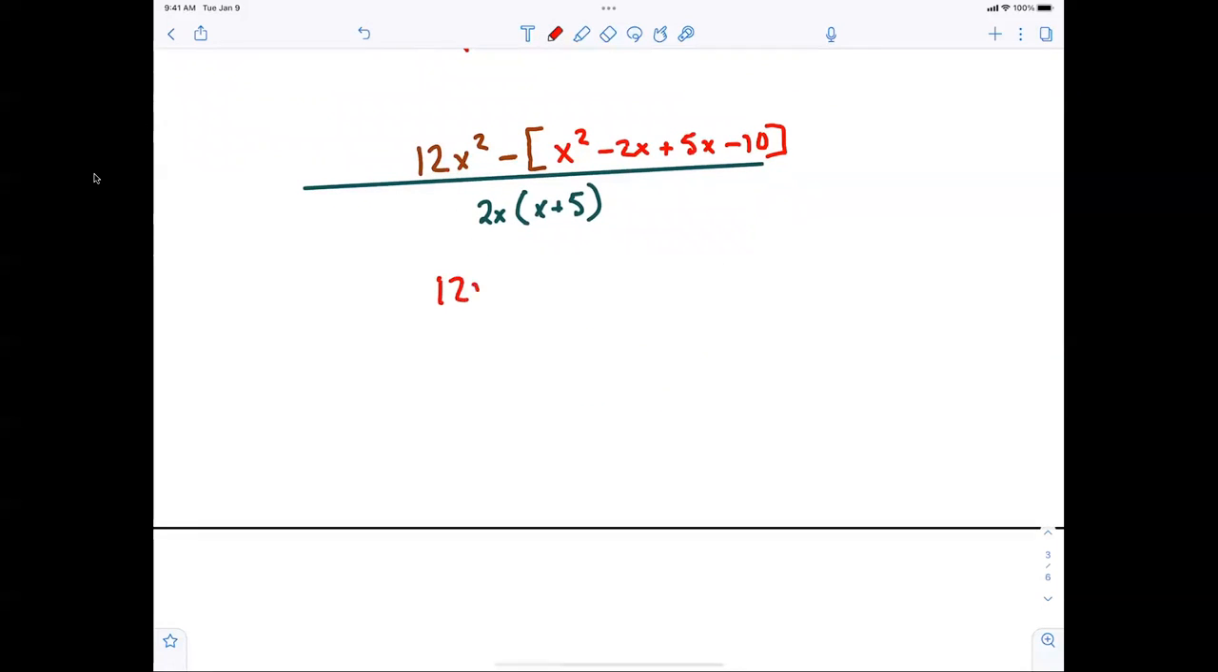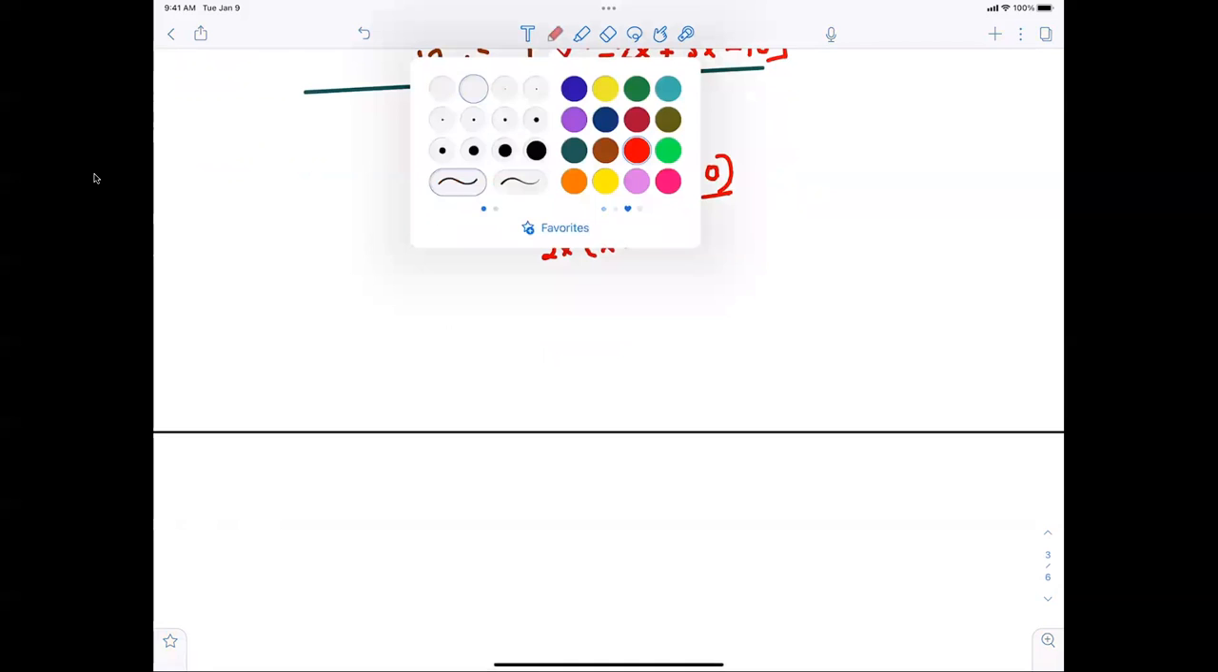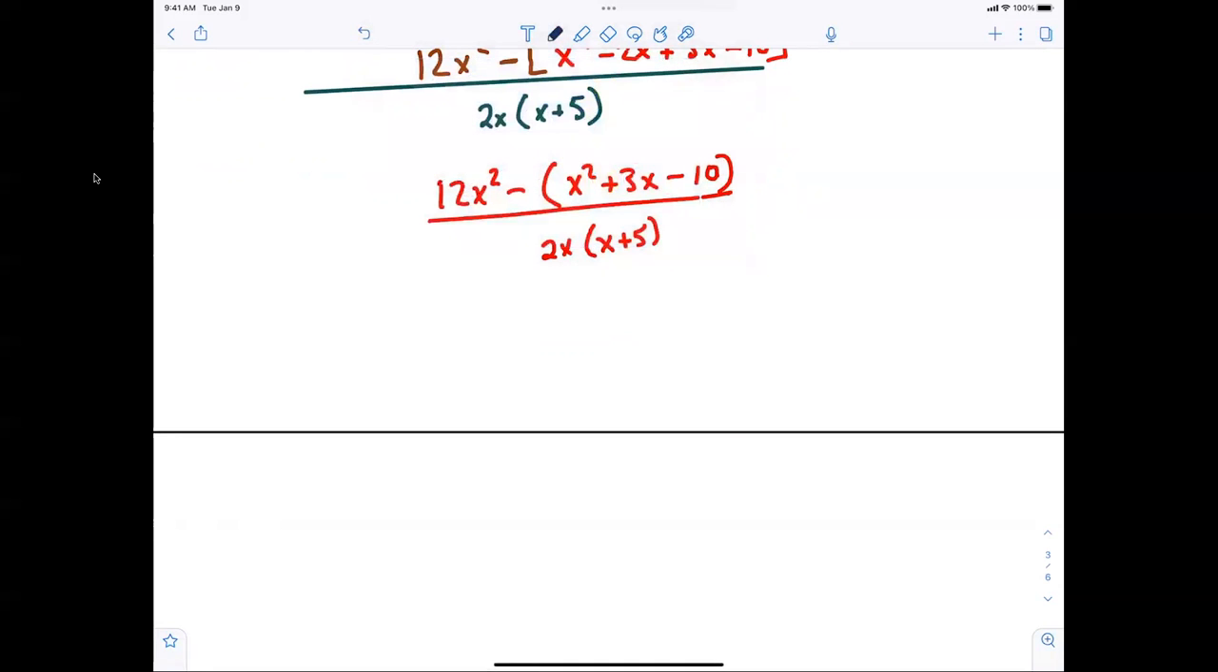All right, now one more time. Take your time. 12x squared minus, then it would be x squared plus 3x minus 10 over 2x times x plus 5. Now I have to do what to the numerator? Distribute the negative. So this is going to be plus. This is going to be a minus. This is going to be a minus. And this is going to be a what? Plus.